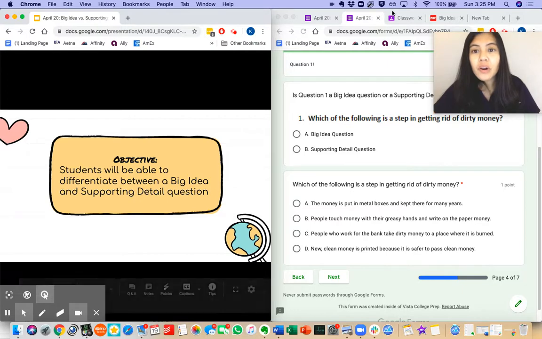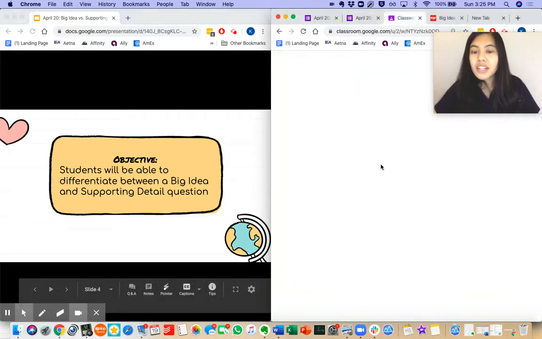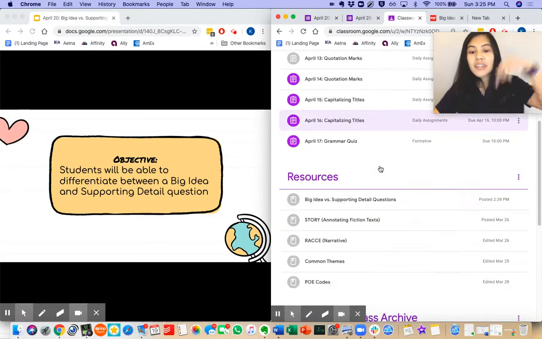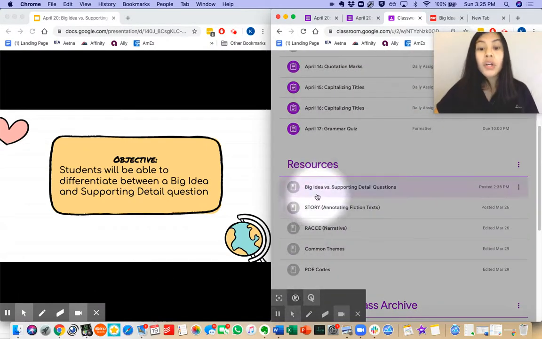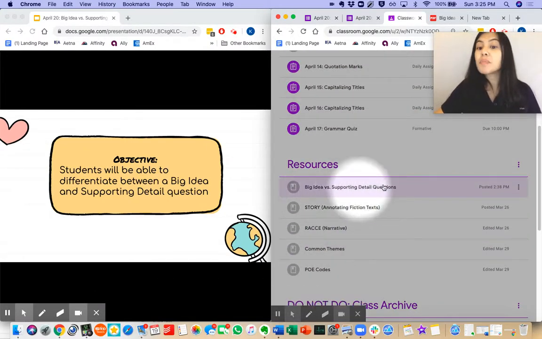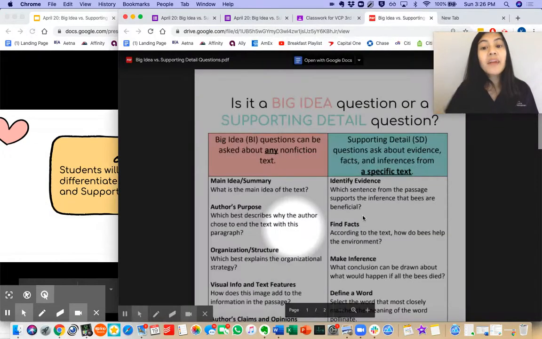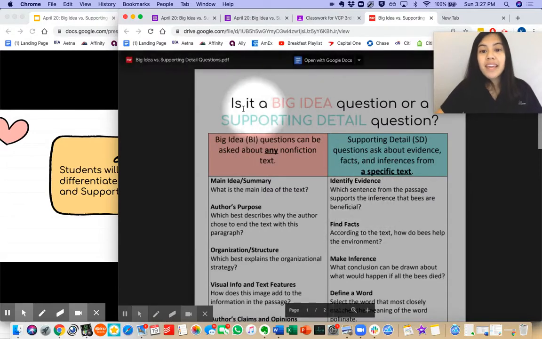If you go under classwork, where we usually have our lessons, and scroll down to resources, you can click on this link that says big idea versus supporting detail questions, and that will bring up this resource. Is it a big idea question or a supporting detail question?